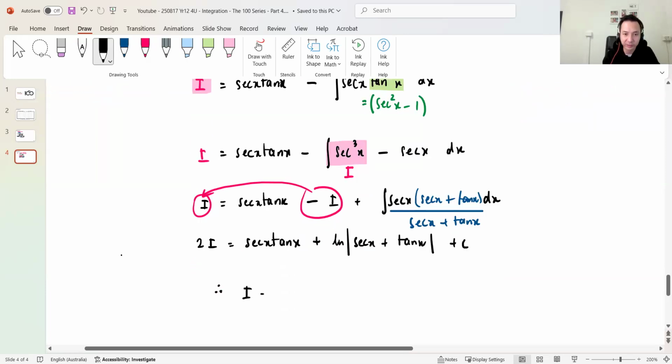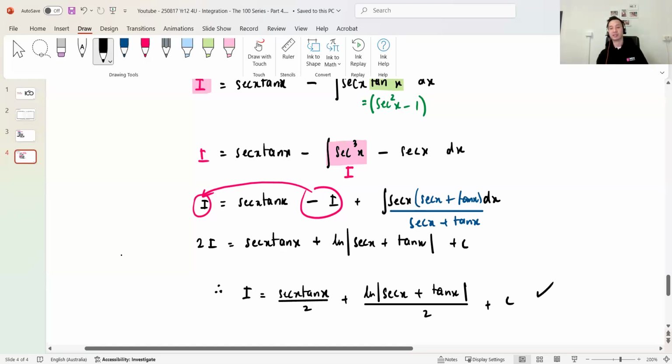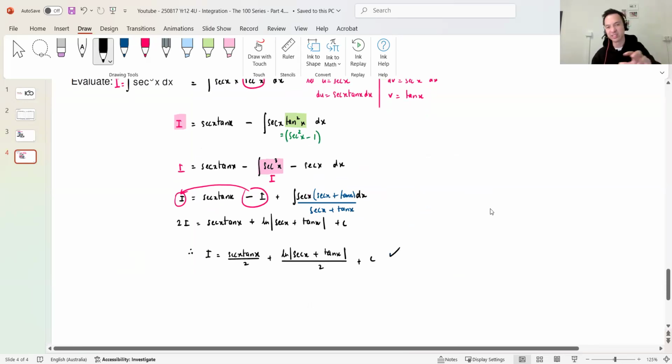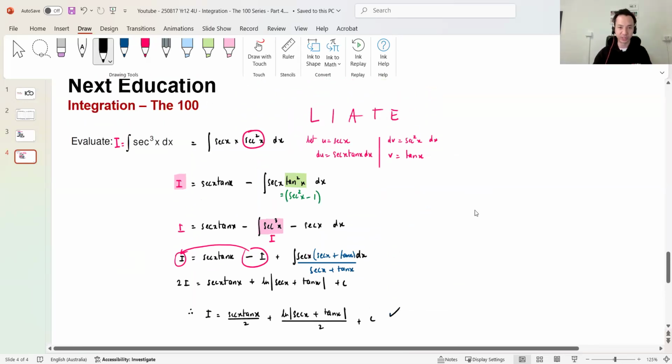Therefore, I equals... now, how should I do this? So maybe I will do it as sec x tan x over 2 plus ln of sec x plus tan x over 2 plus c. Guys, one of my favorites, but the deluxe model, right? It's got the sec x in there, sec cubed, hard question.